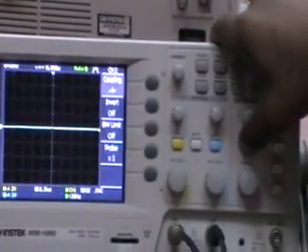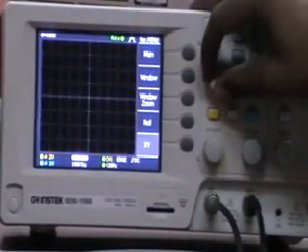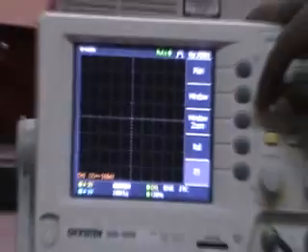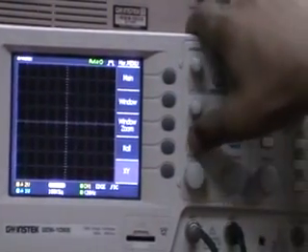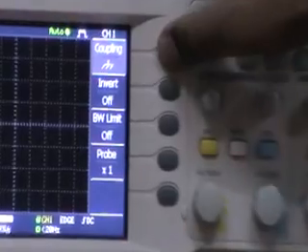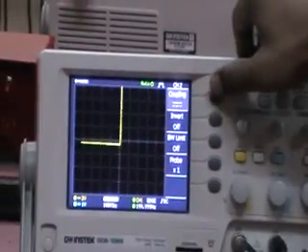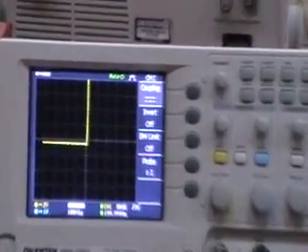By using the menu button, keep it in XY mode. As you can see, there is a dot, and keep it exactly at the center so that we can observe the IV characteristics. Yes, now it is exactly at the center. Now press channel 1 again. Make the waveform. So by this you can observe the IV characteristics of a diode.